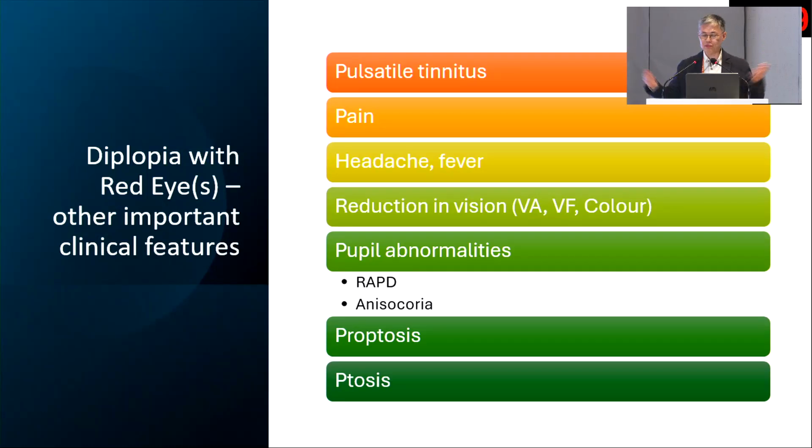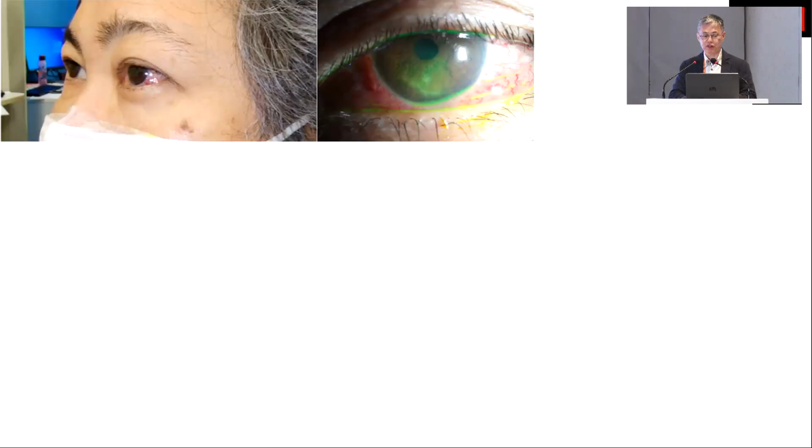So some useful questions to ask your patient. Do you hear any funny noises in your ear? Is there any pain? Are you ill with fever, headache? And then look at the vision, look at the pupil, look for proptosis, and then of course look for ptosis as well. So a couple of examples. This shows the vessels on the conjunctiva look a little bit.